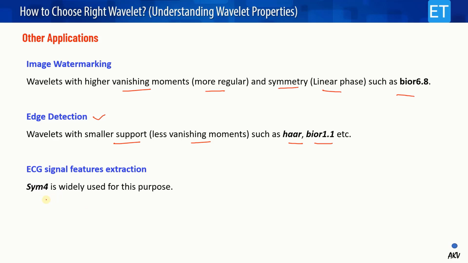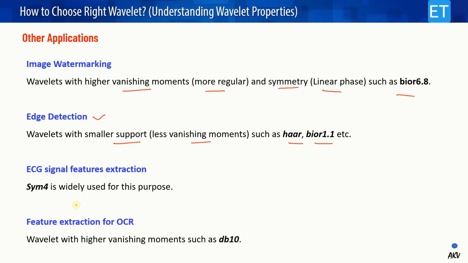For ECG signals, Symlet 4 is widely used. One good thing about Symlet 4 is that its shape is very much matching the shape of the ECG signal, so it generates large coefficients. So it's a good choice. And for feature extraction in OCR, again, wavelets with a higher vanishing moment should be selected, such as db10 or equivalent.